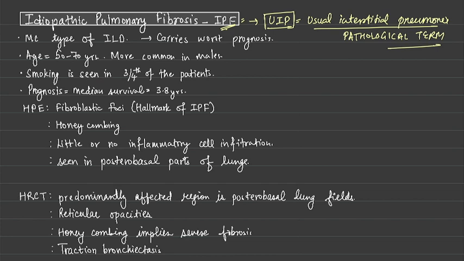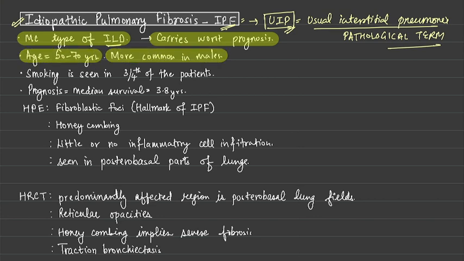thing. One is the clinical or radiological finding and the second is the pathological term. So the most common type of ILD is IPF, most common type, but at the same time it carries a very poor prognosis, or you can say the worst prognosis of all kinds of ILDs. Age of presentation is 50 to 70 years and it is more common in males. It is associated with smoking. Most of the patients are smokers. 3/4 of the patients are smokers, right?